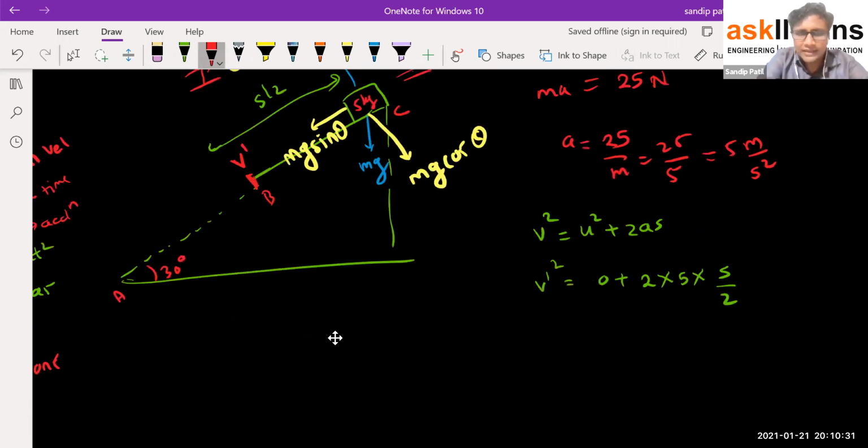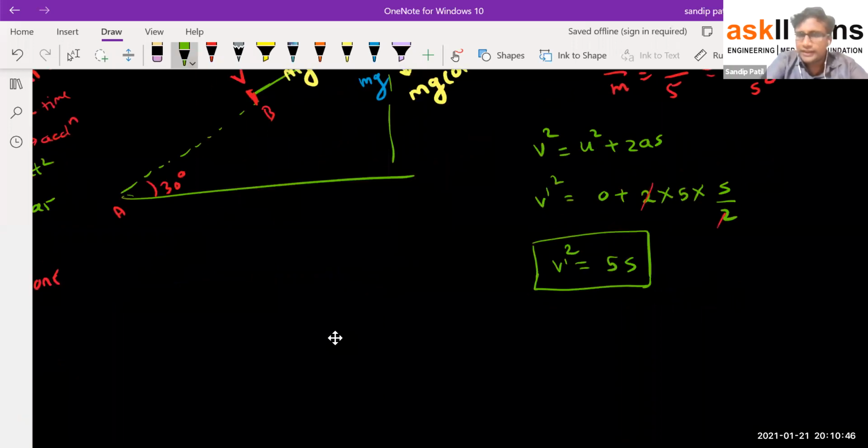Now here 2 and 2 will get cancelled, and we will have v dash square is equal to 5s. Just keep it as it is, right? We don't have to calculate the square root of that. We will write v dash square is equal to 5 into s. Remember, s is also our distance.